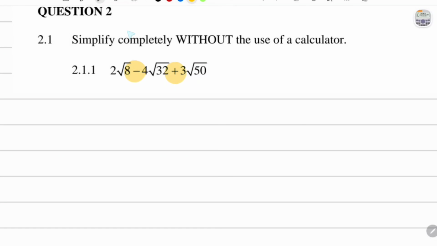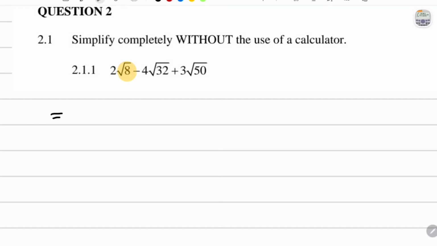There's a plus, there's a minus sign. So it means that this is 1 term, 2, and 3. Okay, so we're going to simplify the expression term by term. That's how we normally simplify expressions. Let's look at the first term. 2 square root 8. How do we simplify that?